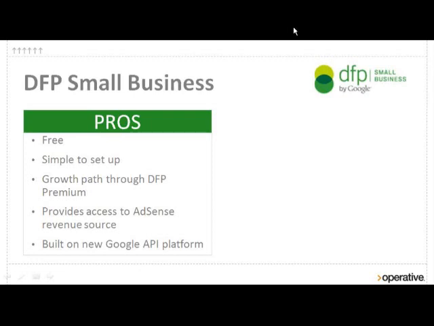Another big pro is that as you start out and then you grow and you reach that level where you're no longer free, and you're becoming a medium-sized publisher, there's a growth path built in because you've started on the Google platform, so you'll be moving forward to the next level of the Google platform if you reach that level of scale. Having access to AdSense as an additional revenue stream, if you don't have a direct sales team and you're not doing everything direct, also is going to help immeasurably in monetizing inventory that's available. And it's built on the new Google API platform, so it's going to be reliable.